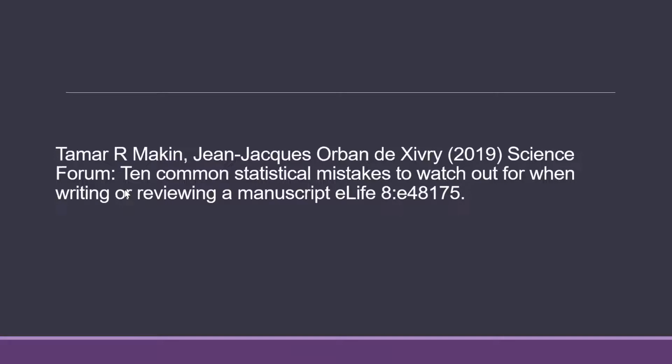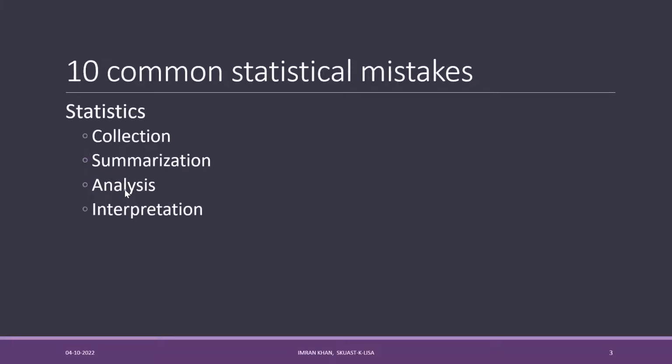We acknowledge Tamar R. Markin for this paper from which we got this idea. The mistakes which arise in research can arise at any stage. Maybe the mistakes can arise at the collection stage, analysis stage, or the interpretation stage. So we need to take care at what stage the mistakes do arise.